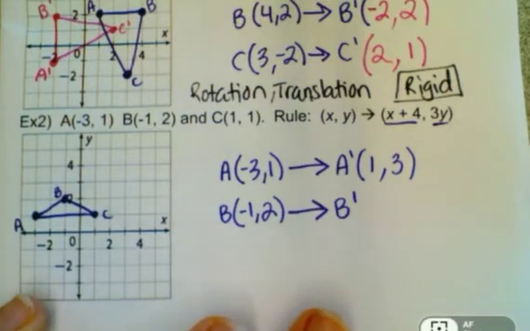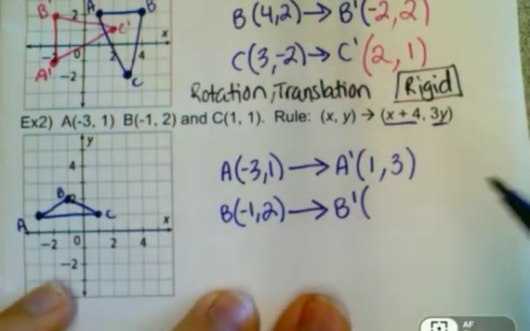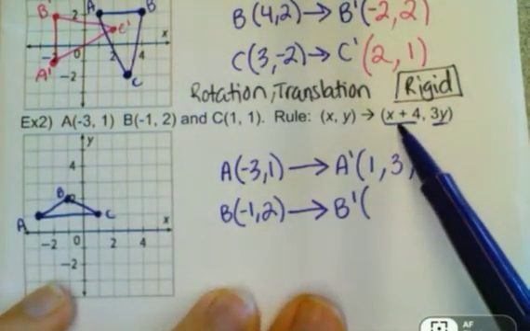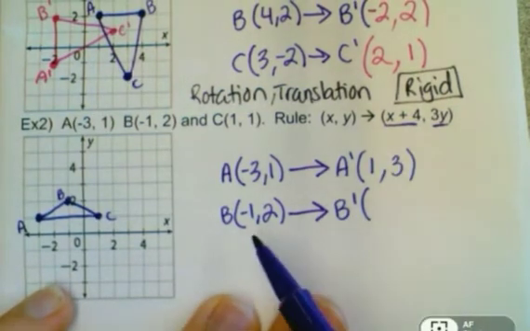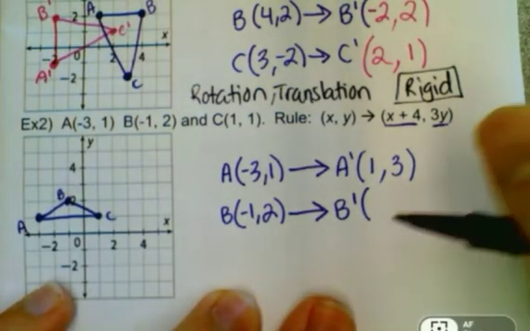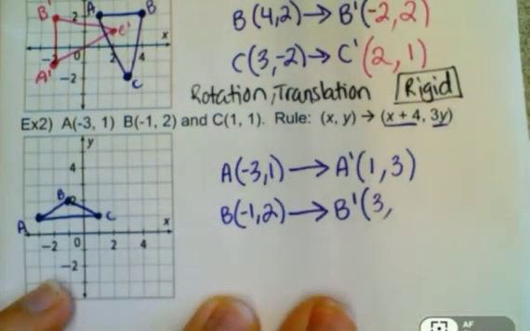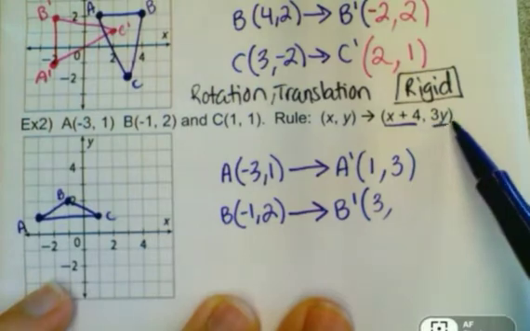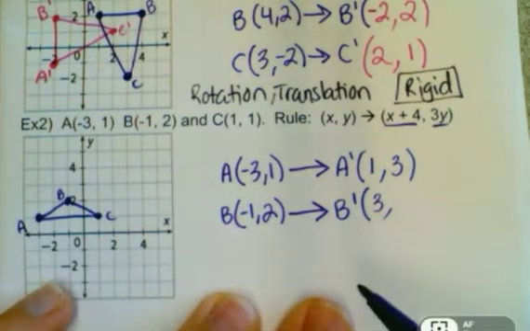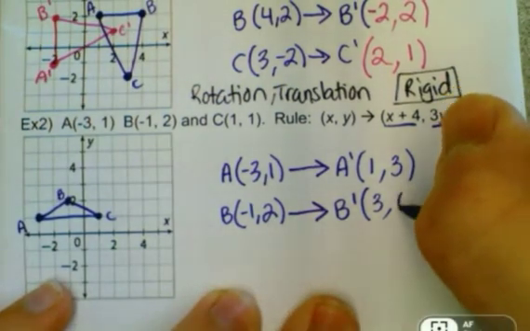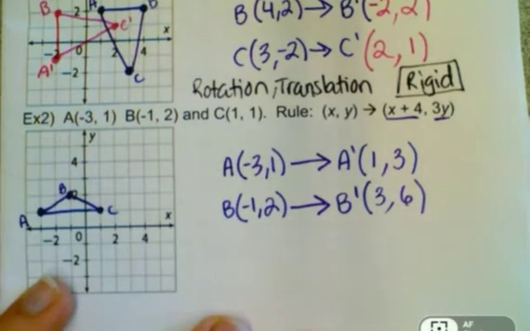Okay, hopefully I gave you enough time there. If not, pause it. So this rule says in the x position, take your old x, add 4. So here's our old x, negative 1. And I'm going to add 4 to that. Negative 1 plus 4 is 3. And then here in my y position, it says take your old y, multiply by 3. So my old y is 2. 2 times 3 is 6. So there's my new point.